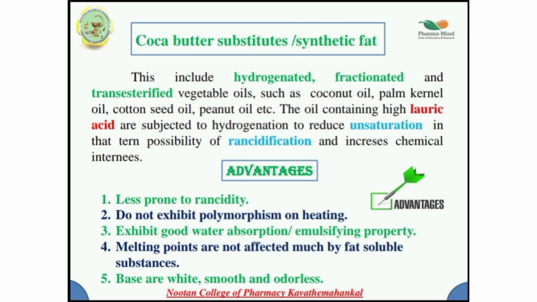These include hydrogenated, fractionated, and trans-esterified vegetable oils, such as coconut oil, palm kernel oil, cottonseed oil, pimento nut oil, etc. The oils containing high unsaturated acids are subjected to hydrogenation to reduce the unsaturation, which in turn reduces the possibility of rancidification and increases the chemical stability.